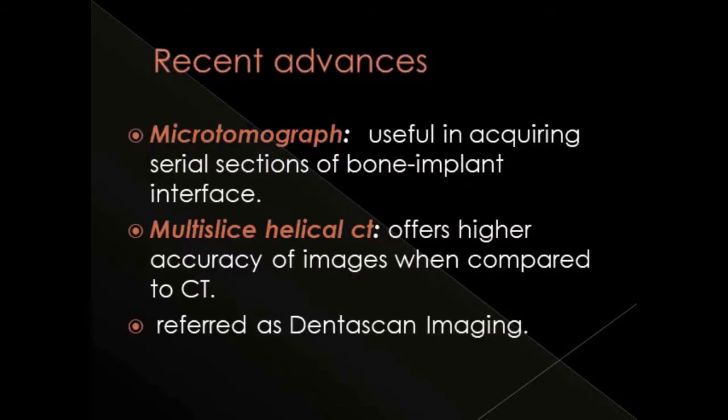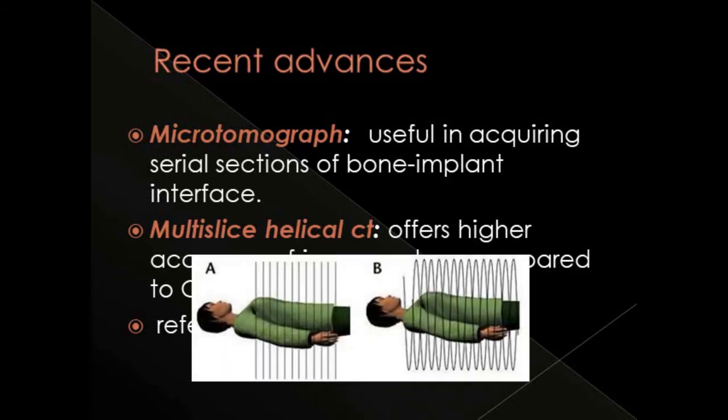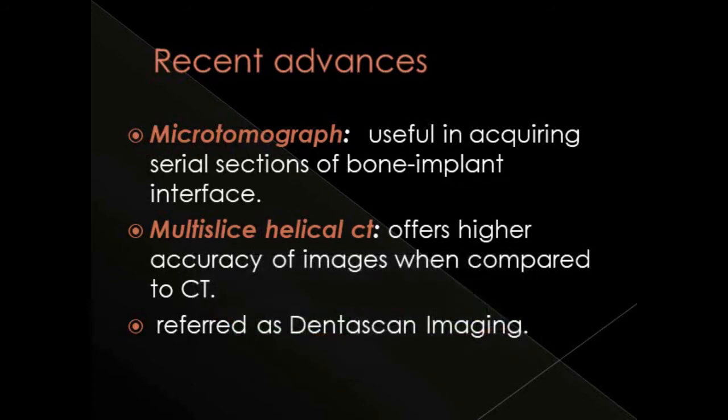Coming to recent advances in CBCT, so first one is microtomograph, which is useful in taking serial sections of bone implant interface. Then comes the multi-slice helical CT, which offers higher accuracy of images when compared to CT. This is because the multi-slice helical CT takes continuous pictures of the body in a rapid spiral motion so that there are no gaps in the pictures that is collected. So this gives greater accuracy than that of CT, and it is commonly referred to as DentaScan imaging.